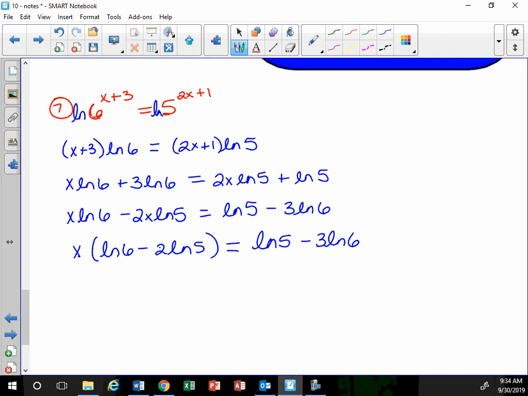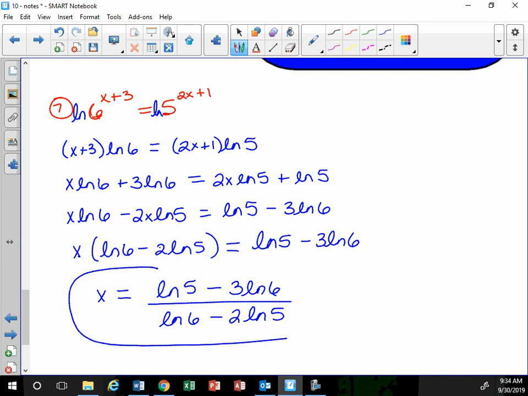So then how do I get to my final answer of just x equals something? How do I get rid of that whole thing? Divide. Yeah, divide. So I've got natural log of 5 minus 3 natural log of 6 over natural log of 6 minus 2 natural log of 5. And that is your answer.